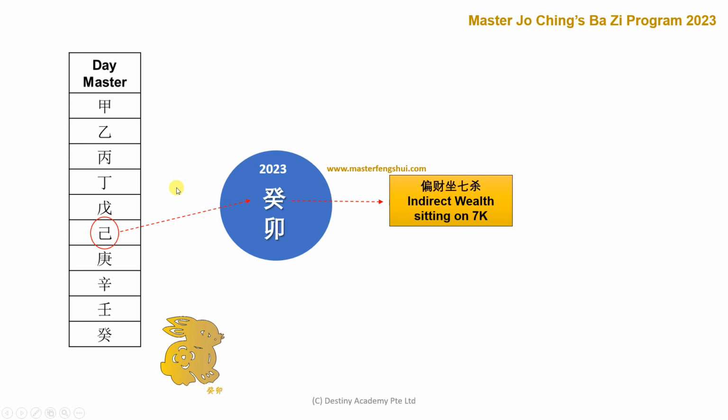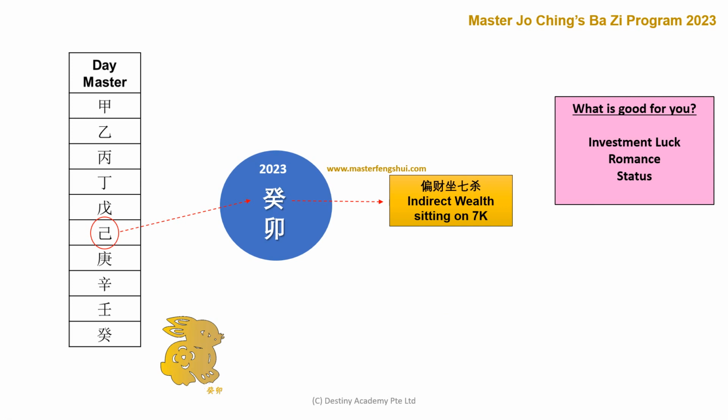Now, before we take a break, let's take a look at Ji. So Ji will be seeing indirect wealth star sitting on 7 killing. What to be expected? What is good for you? Yes, indirect wealth star usually denotes business luck, and investment luck will increase. For the guy, it will be your girlfriend, your romance, your peach blossom. The good thing is that there's a potential that you will receive an increase in status, for example your social status, or in terms of course, getting a leadership position.